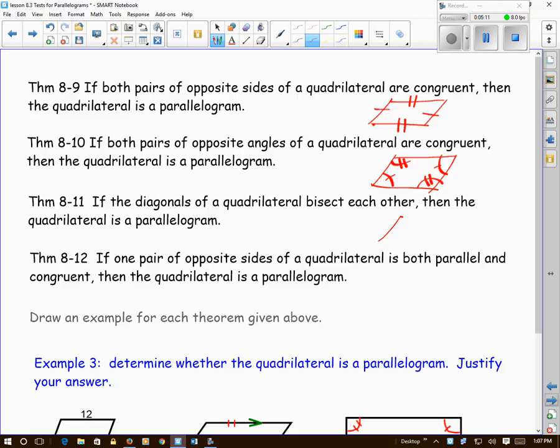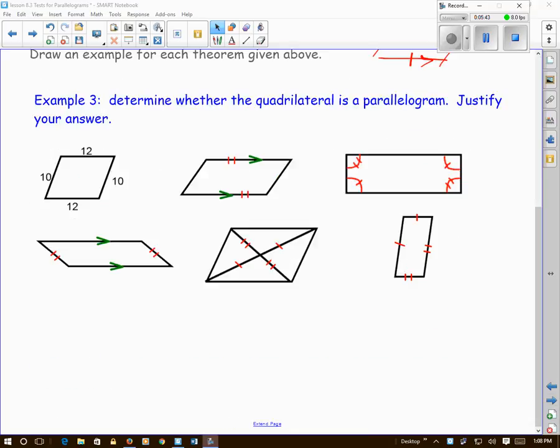If the diagonals bisect each other, so put in both the diagonals, and the two halves of that diagonal are congruent, two parts of that diagonal congruent, then we know that has to be a parallelogram. And the last one is the same thing we saw at the beginning. We have one pair of opposite sides, both parallel and congruent. And that has to be a parallelogram. So using that information, look at each of these diagrams and determine if it has to be a parallelogram. Pause the video here while you write down your answers.